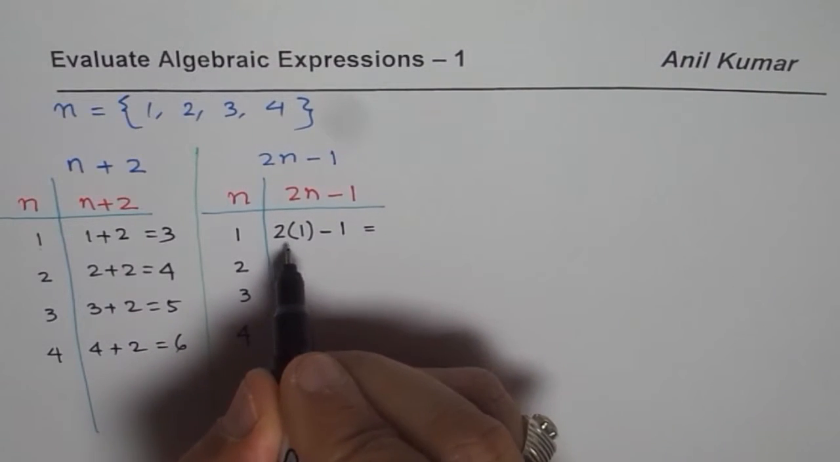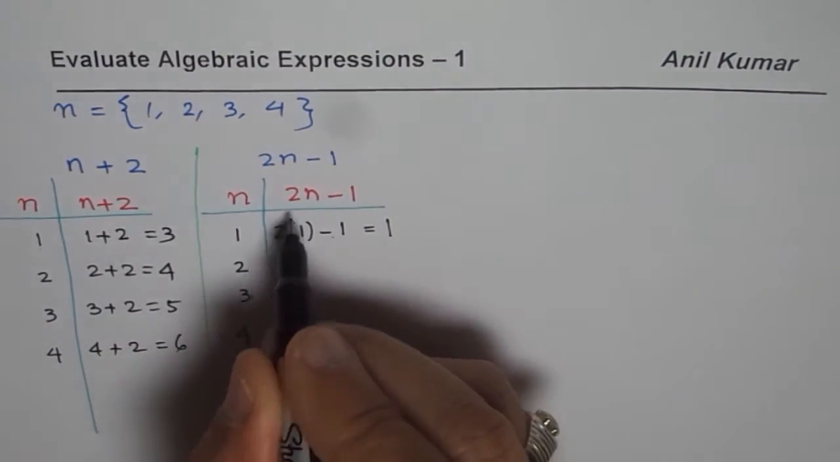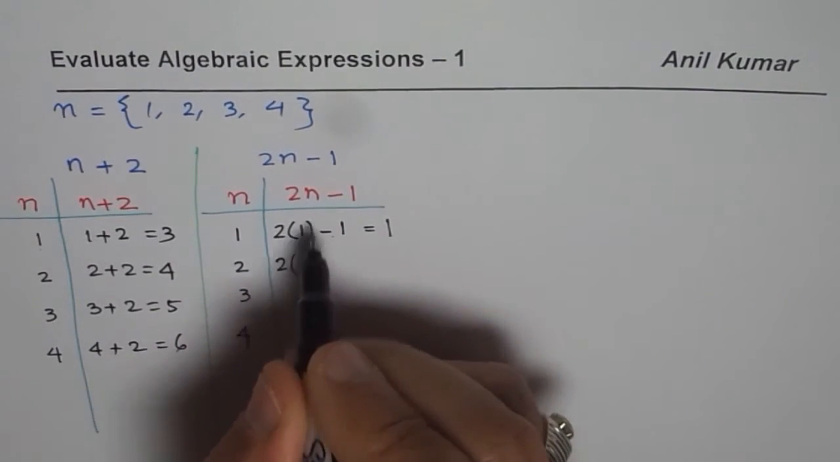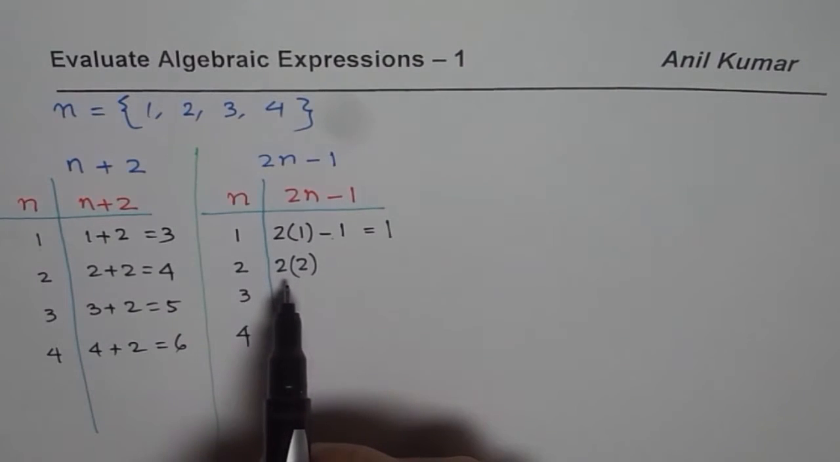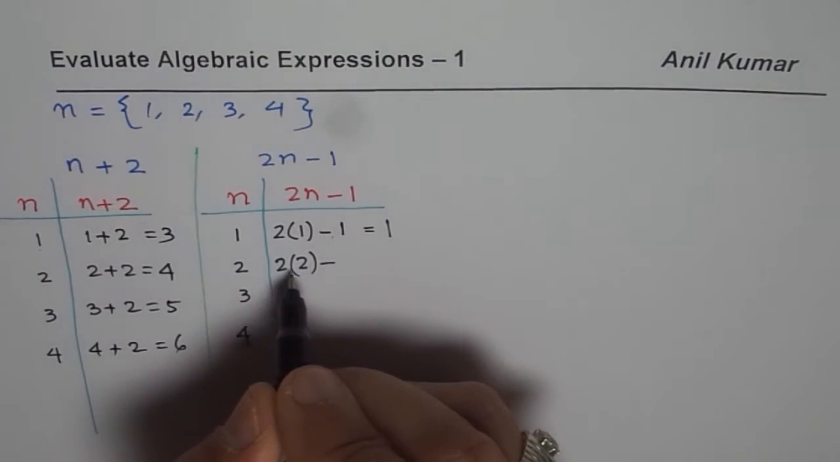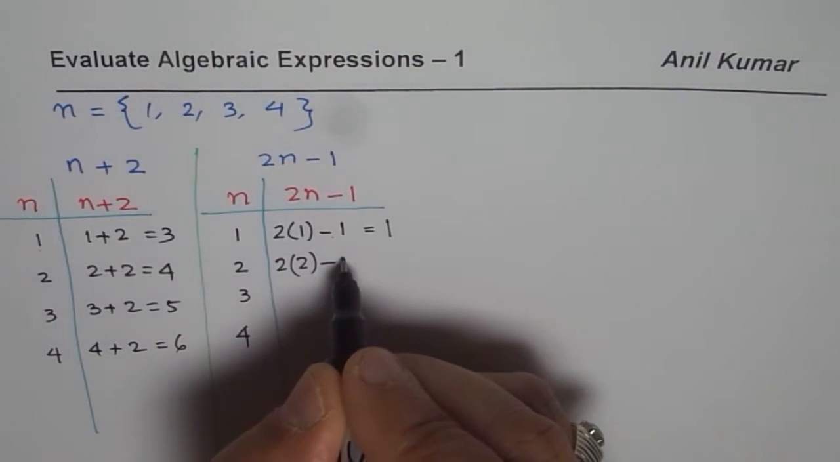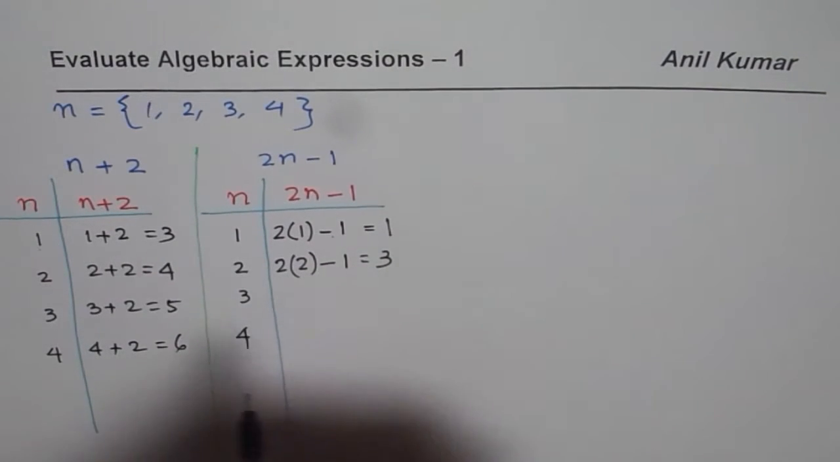So 2 times 1 is 2, 2 minus 1 is 1. Then we'll do 2 times 2. So 2 times n is 2, right? So 2 times 2. If I do not write anything in between, it means product, multiply, okay? So I mean 2 times 2 here minus 1. 2 times 2 is 4. 4 minus 1 is 3.